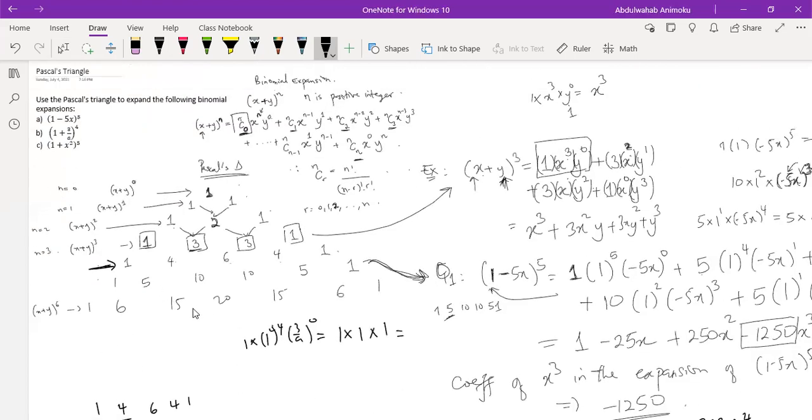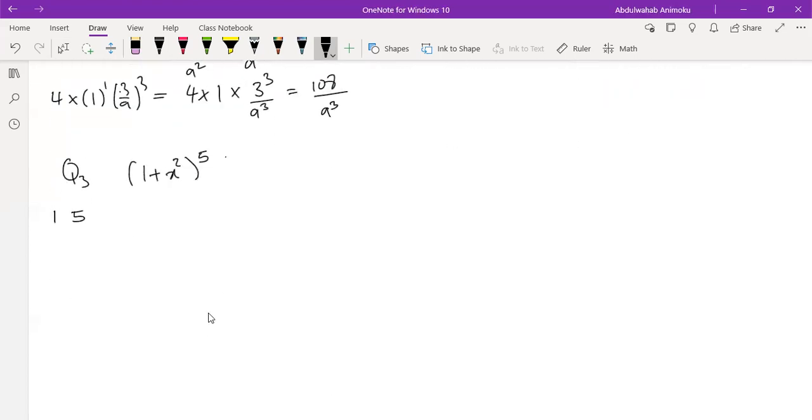We have 1, 5, 10, 10, 5, 1. These are the coefficients for this expansion. So we start with the first coefficient. The first term is also 1 again, raised to the highest power. The second term to the lowest power. So I will just write it out.